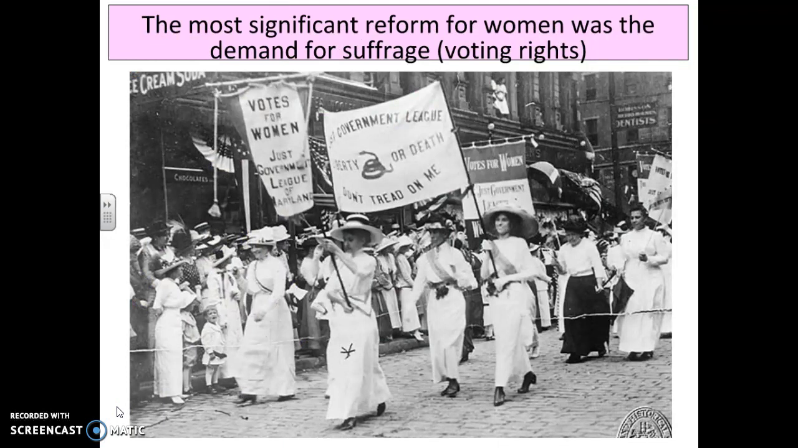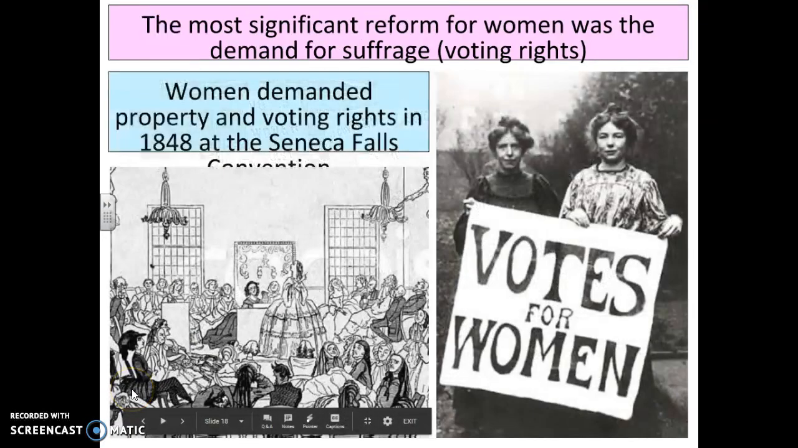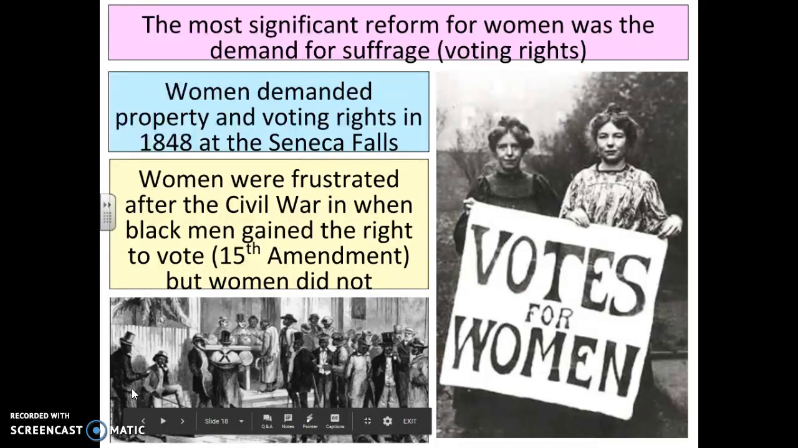And with this, one of the other significant reforms is going to be the idea of women's suffrage. The Seneca Falls Convention is going to be the first one, which we've briefly talked about in our timelines in period 5, where they demanded property and voting rights. But it's not going to really take place until we get to the Progressive Era in the early 1900s.